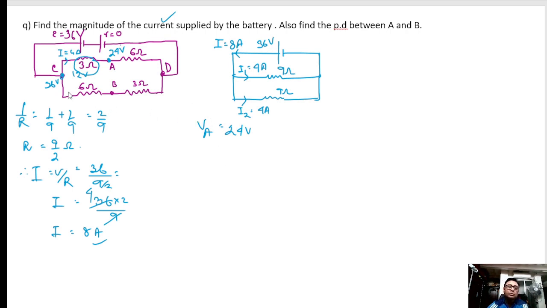Now let's come to the next one. Down part. Through 6 ohms, how much current is going? 4 ampere. So what is the drop in this 6 ohm? It is 24 volt. So how much voltage is remaining here? It is 36 minus 24, that is 12 volt. Therefore VB is coming 12 volt. They told me to find VA minus VB, which is 24 minus 12, which is 12 volt, and this is the final answer. Correct? This is the final answer.